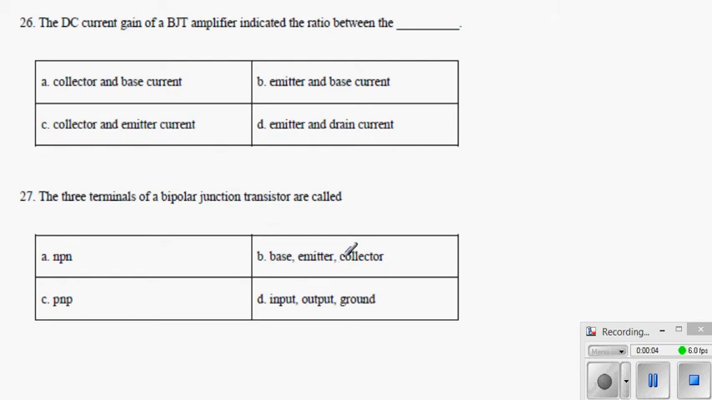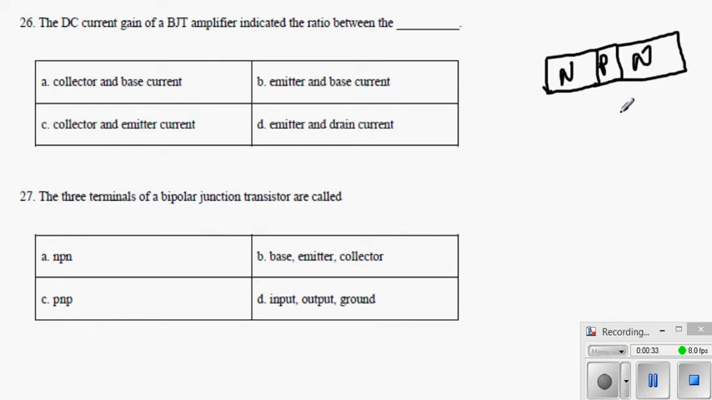Okay, this is Mock Exam Review 2016-20. We're on question number 26 and 27. This covers the last chapter of the textbook for the course, and it talks about bipolar junction transistor. In order to give us a reference point, I would like to draw the material diagram for a bipolar junction transistor, the NPN type, which is what we studied.